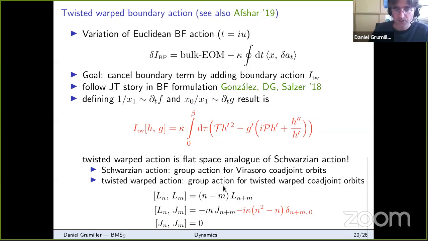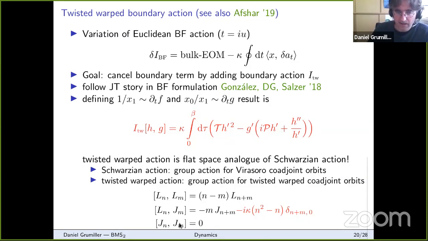It's also a group action, but not the group action for Virasoro coadjoint orbits, but rather the group action for twisted warped coadjoint orbits. So what are twisted warped coadjoint orbits? These are coadjoint orbits associated with the twisted warped algebra, and it is defined here. The twisted warped algebra is the algebra that you've seen already. It's just the width algebra with some centerless U1 current, some U1 current with no level. But now there's a central extension. And you see there's no central extension in this term.